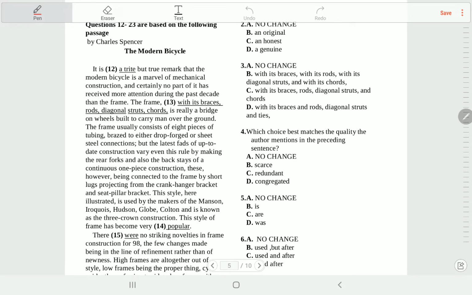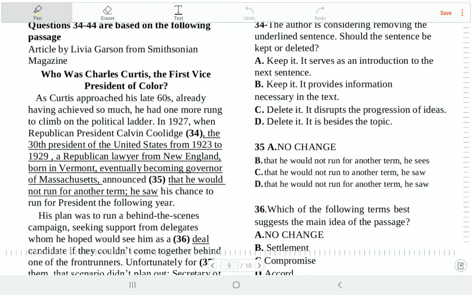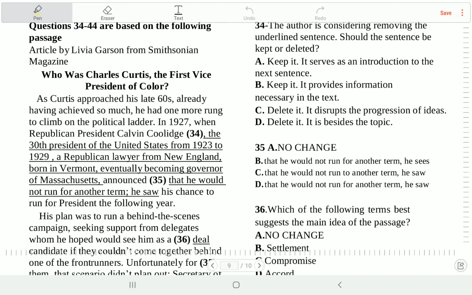Okay, the next passage. So passage 4. In the video before, we answered passages 2 and 3. So today, God willing, passage number 4. Who was Charles Curtis, the first vice president of color? The first vice president to be a person of color.